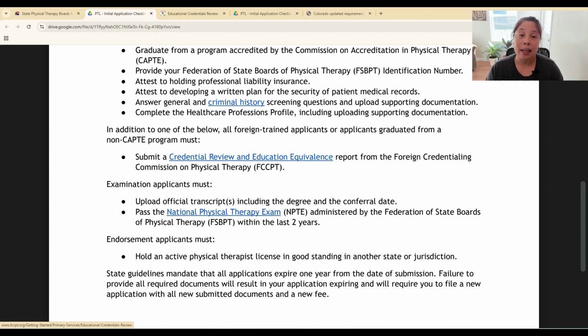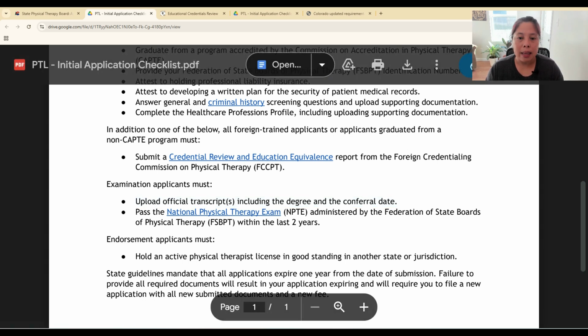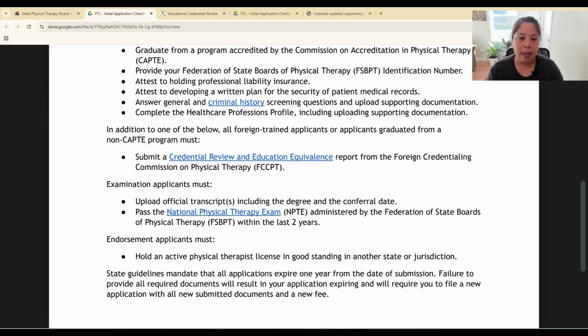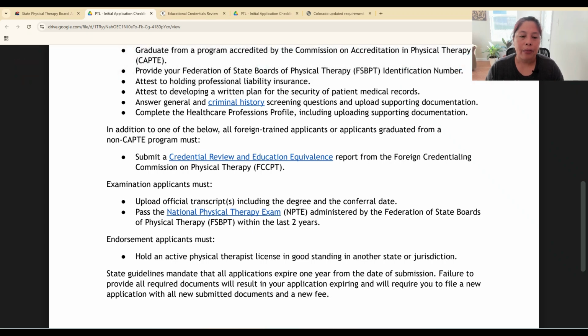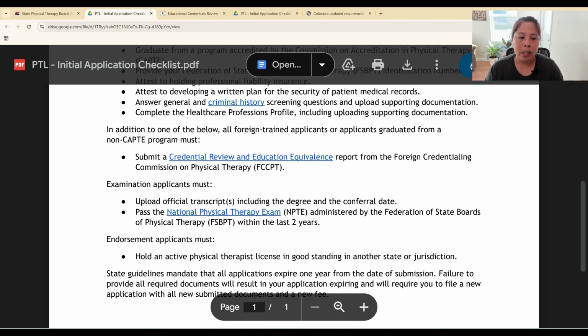If you are not endorsing, you haven't taken the NPTE, and you're going to apply to Colorado, you have to upload an official transcript, including the degree and the conferral date, and pass the NPTE administered by FSBPT within the last 2 years, okay? If you already did. Endorsement applicants must hold an active physical therapy license in good standing in another state or jurisdiction.